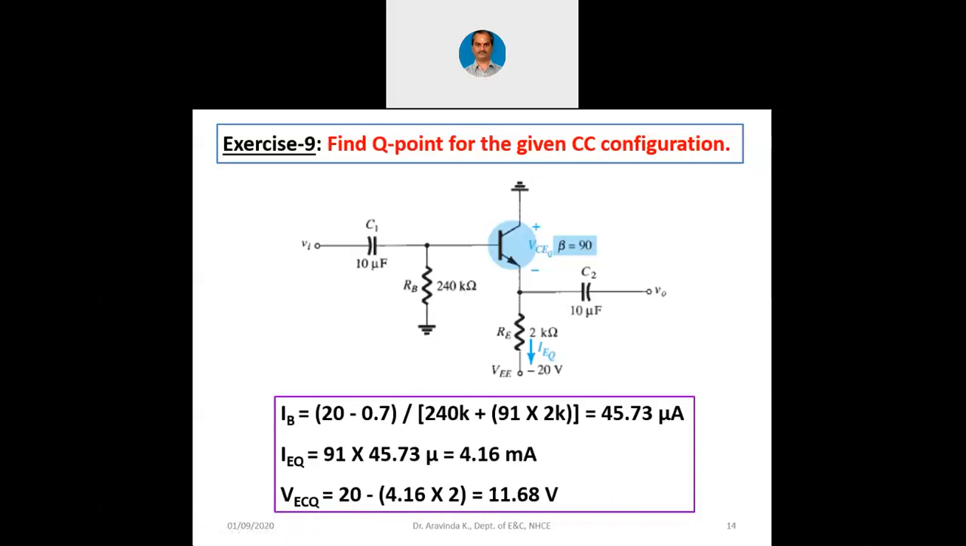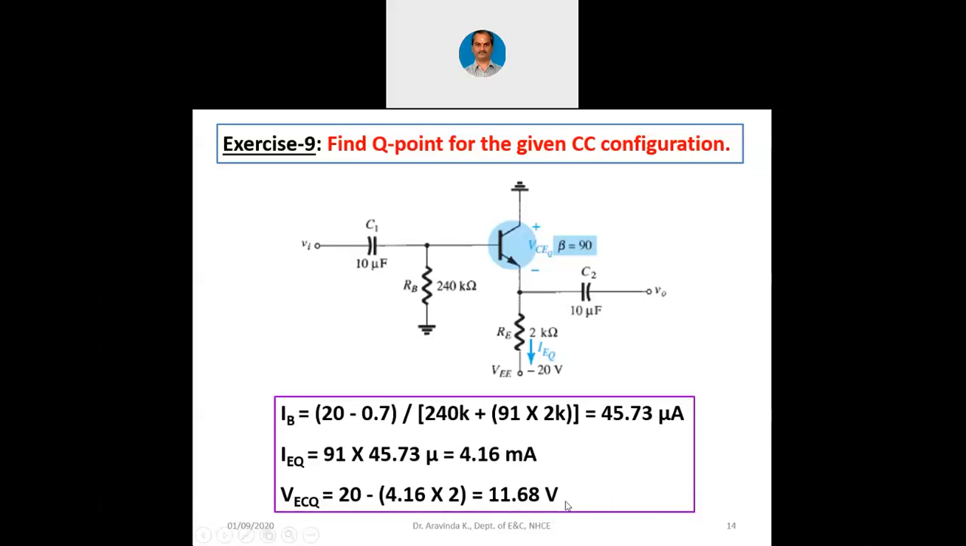It is the voltage drop across the transistor and the current through the transistor. It is the same. The only thing is the way in which we use notations becomes different because the common terminal here is now the collector. So VECQ is 20 minus 4.16 into 2. Total voltage is 20 volts minus the drop across this RE, which is 4.16 milliamperes into 2K. So VECQ is 11.68 volts.